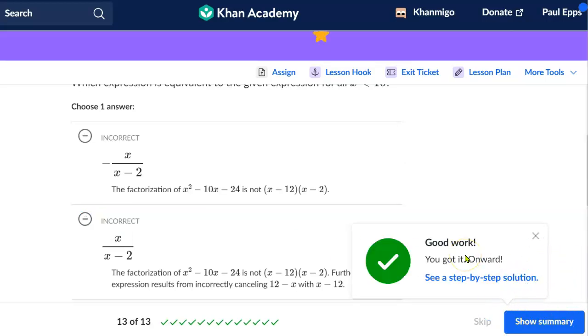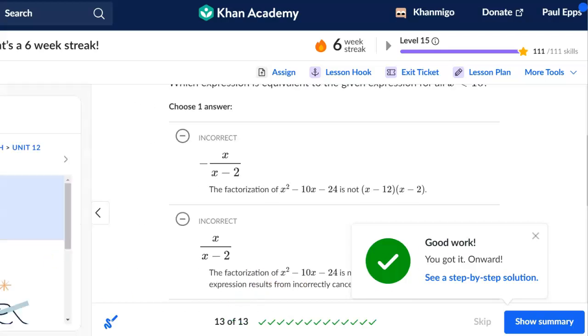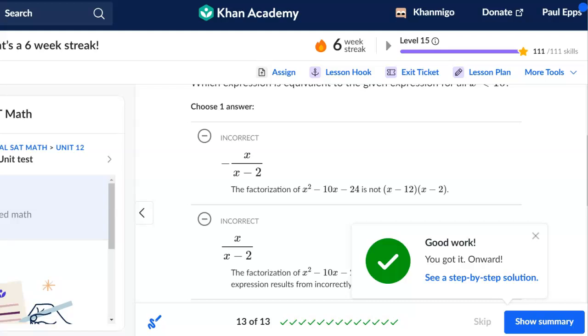All right. Whoa. Well, that usually doesn't happen. Well, anyway, that's it. 13 out of 13. That is advanced math for the digital SAT.